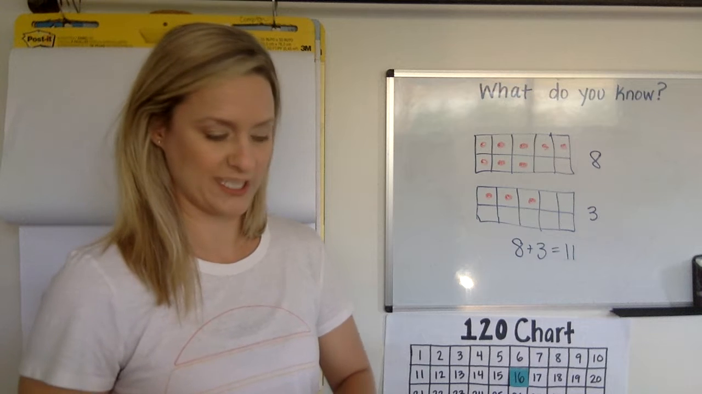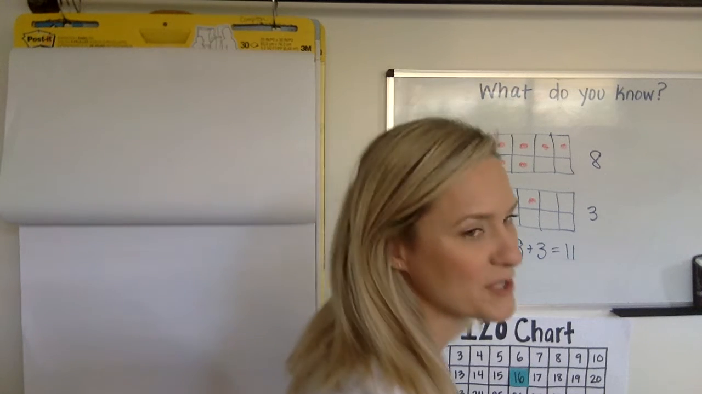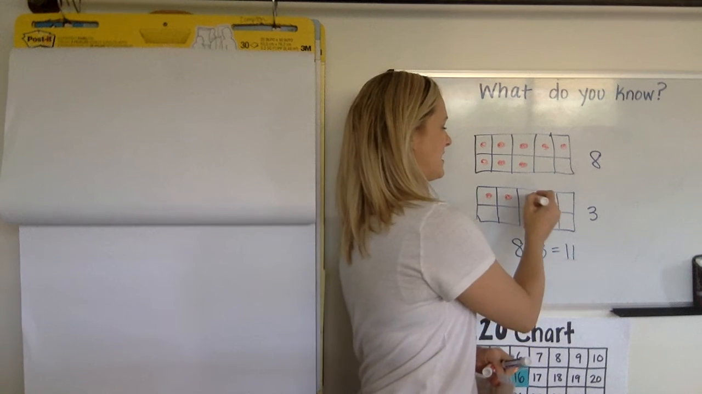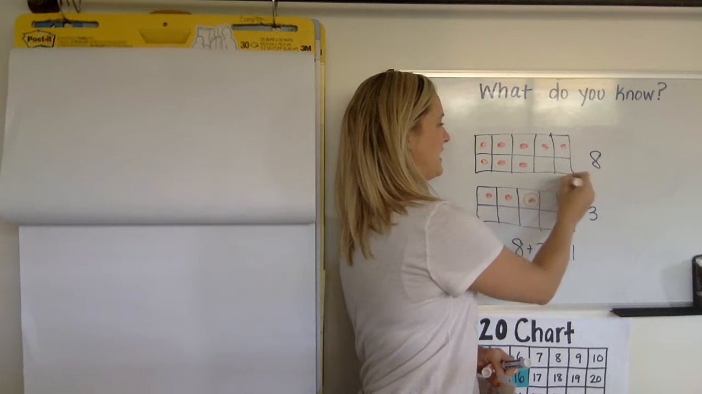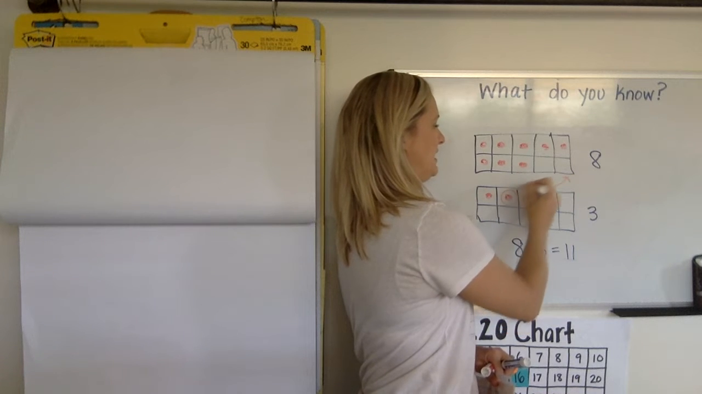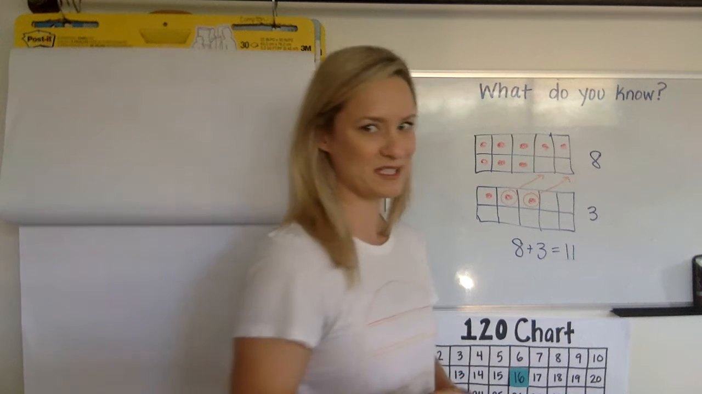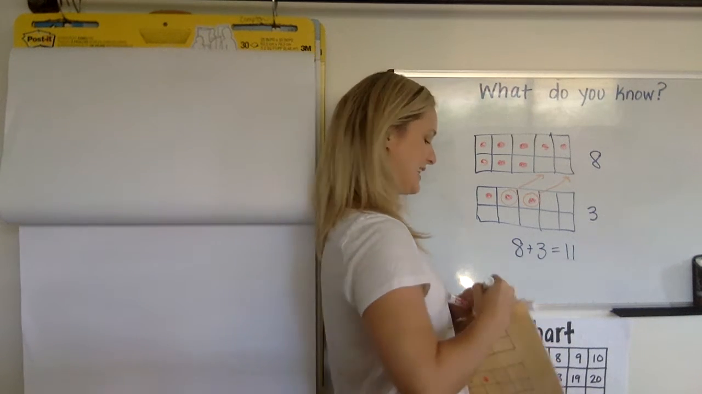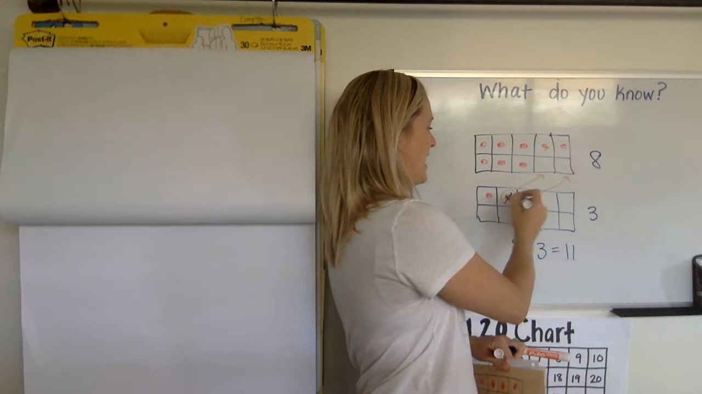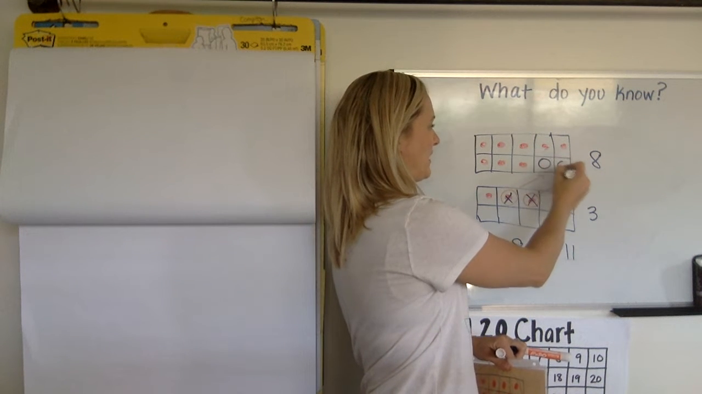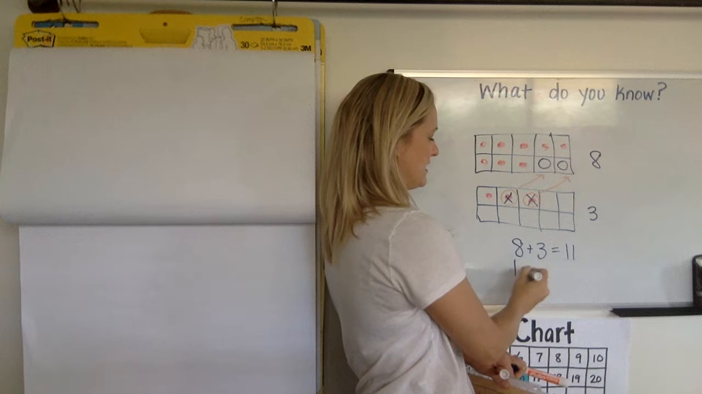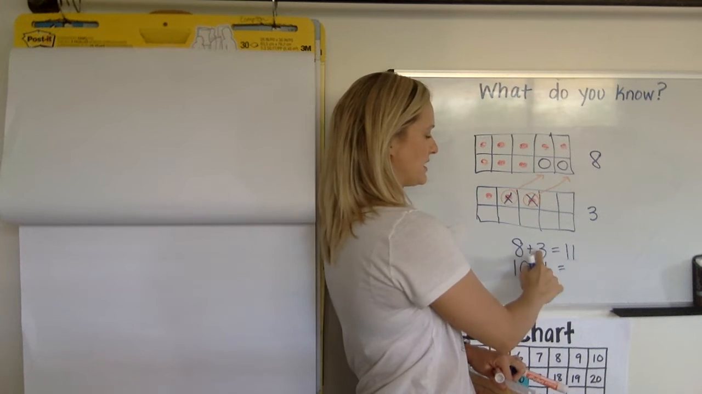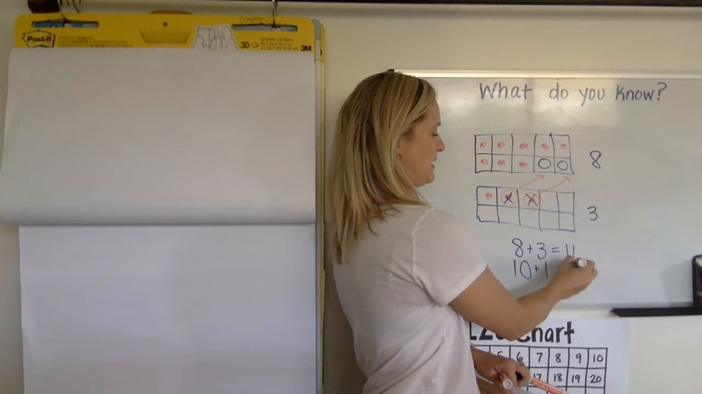Maybe you were sneaky deaky. I bet some of you were sneaky deaky. Some of you probably took this dot and moved it there, and this dot and moved it there. Did anyone do that? Did anyone fill in the 10 frame in their mind? So this dot went away and it moved up here. So then you had a 10 and just 1 left. So 8 plus 3 makes 11, but so does 10 plus 1.